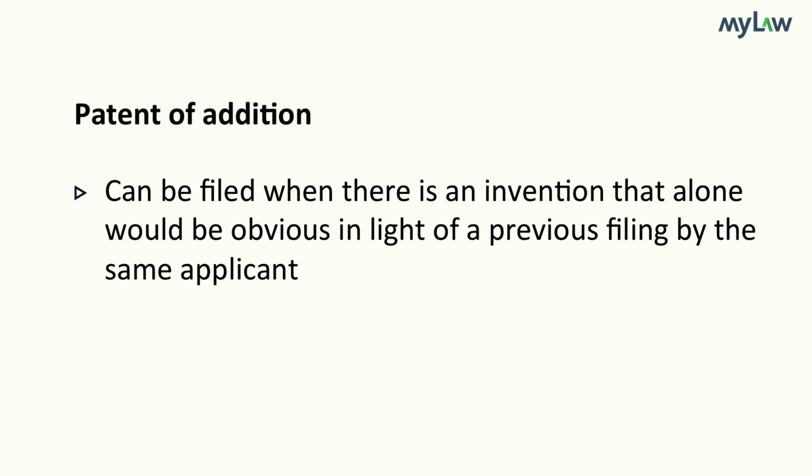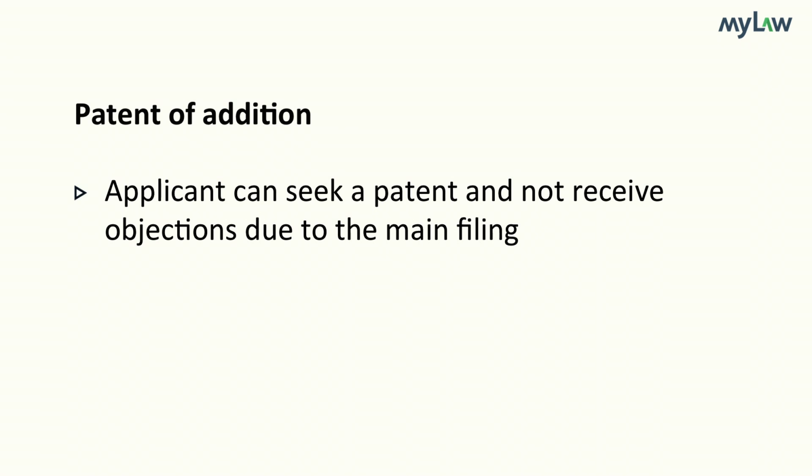Typically, a patent of addition can be filed when there is an invention that alone would be obvious in light of the previous filing by the same applicant and therefore will not be awarded a patent. Therefore, by filing a patent of addition, the applicant can seek a patent and not receive objections due to the main filing.